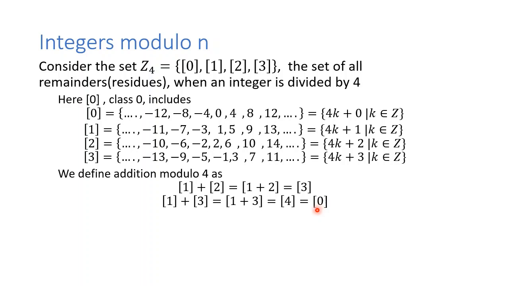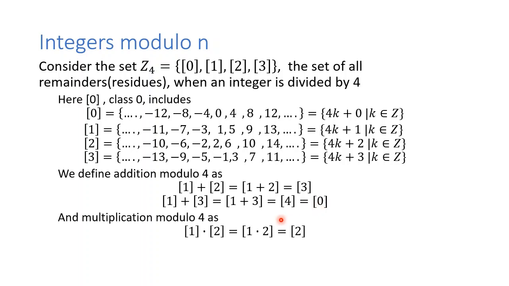Similarly, we can define multiplication modulo 4. So suppose you are multiplying class 1 and class 2. The corresponding elements are multiplied, that's it. So when you are multiplying class 1 and class 2, you will have 1 into 2, that is 2. You may verify here also. 6 into 1 is 6. 6 into 5 is 30. 30 also comes in this class, as when you divide 30 by 4, we will have the remainder 2 only.